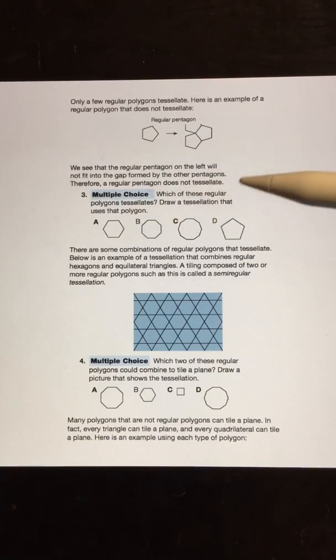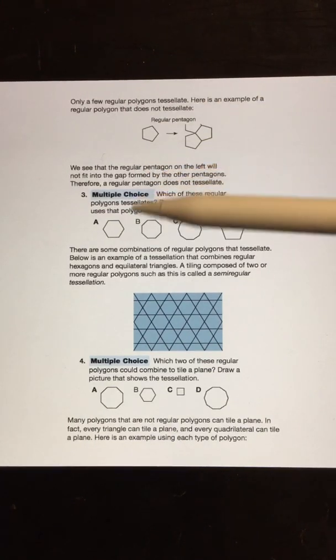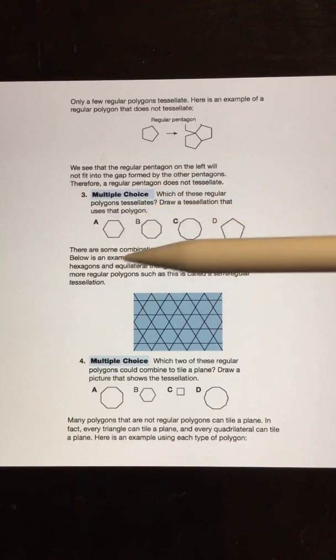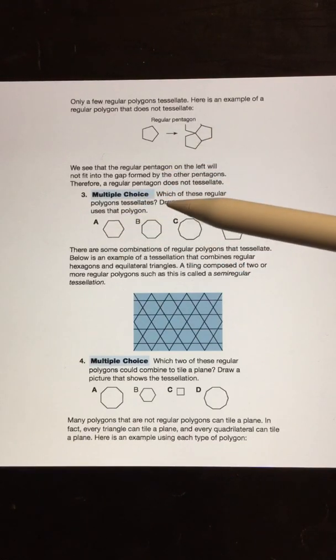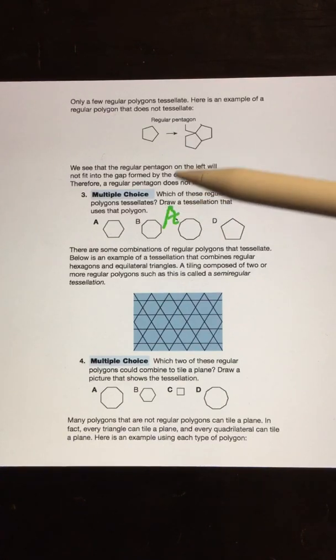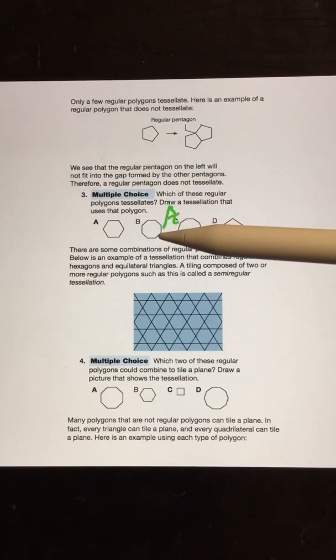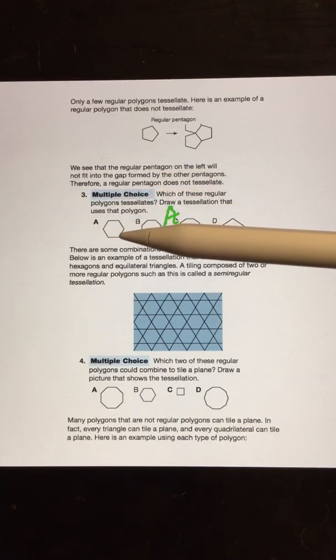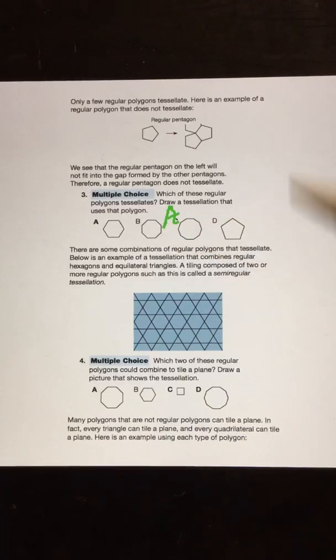So, which of these polygons tessellates? And then it says draw a tessellation that uses that polygon. I will show you some tessellations that use that polygon on the last page. We already know, from our previous example, that the hexagon is a regular polygon that tessellates. Here we have an octagon that does not naturally tessellate. Here we have a decagon, a 10-sided shape, and our pentagon. So our regular polygon that tessellates is our hexagon.